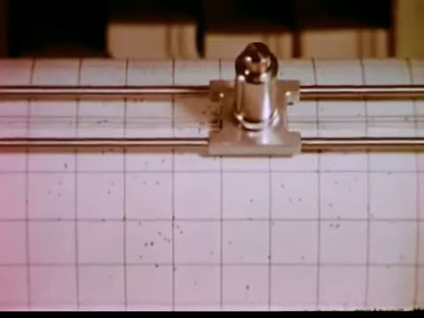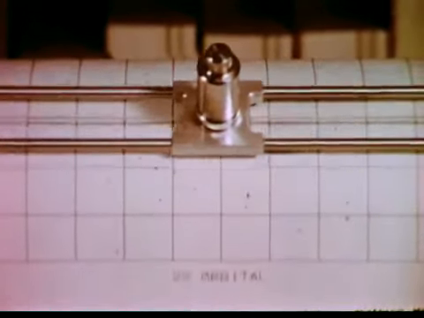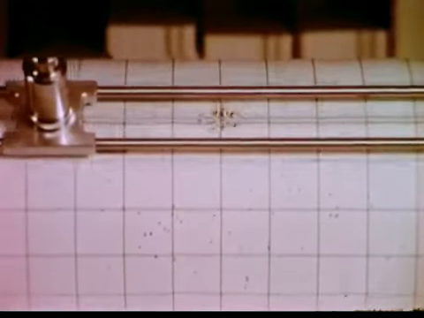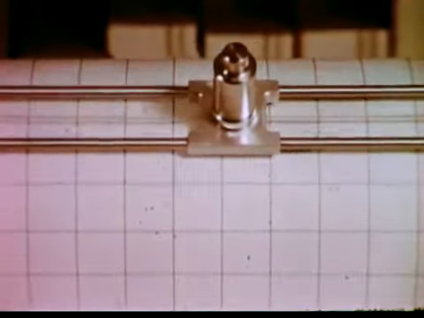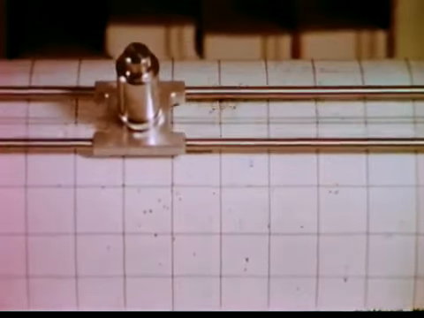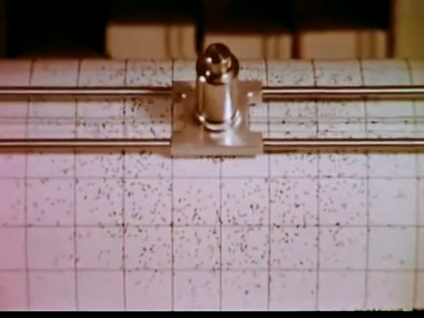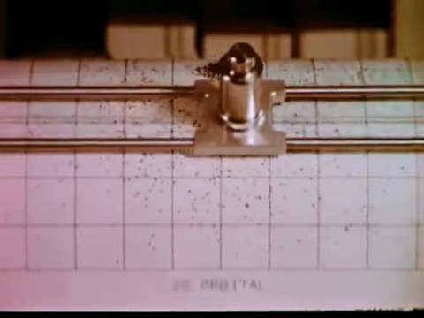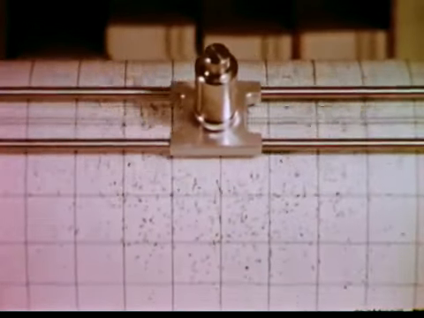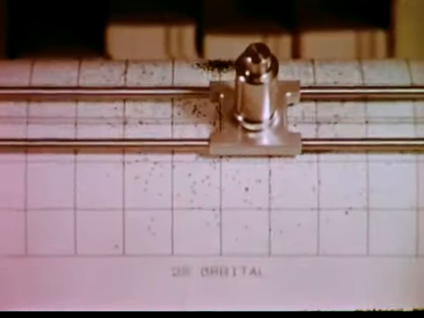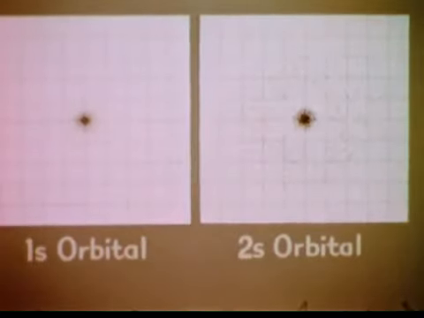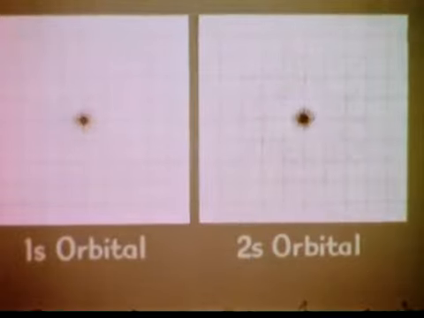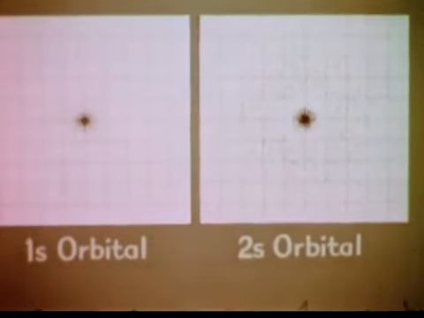Now let's use the computer to plot the orbital of the second energy level, the 2s orbital. Each point has the same significance as a point on our map, showing where the hummingbird was seen. The pattern of points describes the 2s orbital in probability terms. Let's compare this 2s orbital to the 1s orbital. They are shown here, plotted to the same scale.